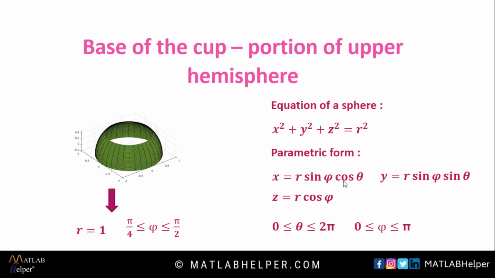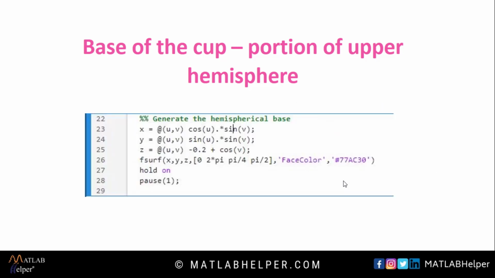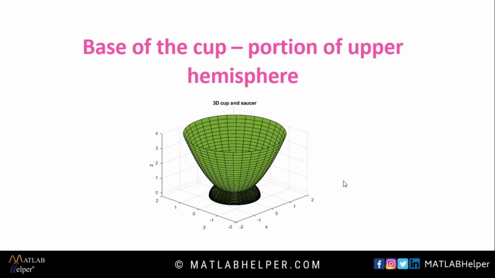We only take a portion of the upper hemisphere in our example, so phi varies from pi by 4 to pi by 2. The angles theta and phi are usually represented by u and v, as shown by the next section of the code. This is what the cup looks like now.